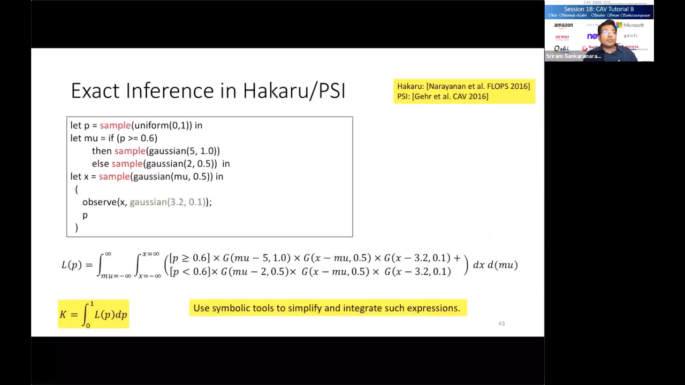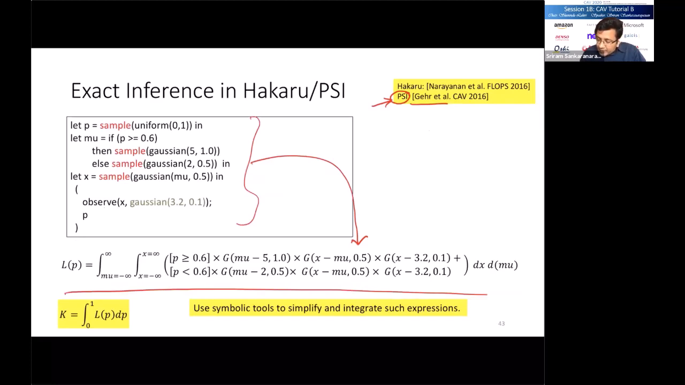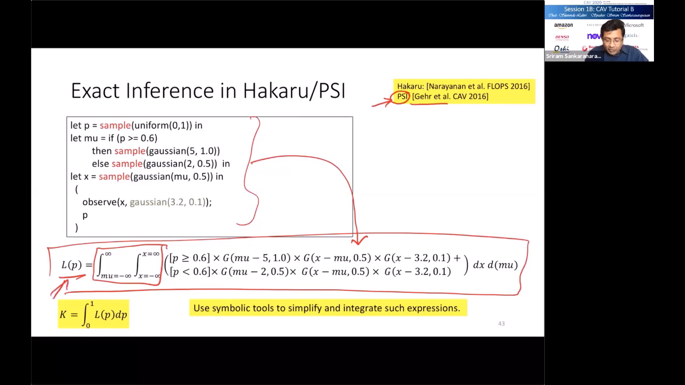How does exact inference work? Well, I would highly recommend this nice paper by Gehr et al., I think Martin Vechev and Sasa Misailovic were co-authors on this paper, if my memory serves me right, in CAV 2016. It's a very nice paper where they literally take a program like this, but their programming language is imperative. In any case, they generate automatically this function from the program. And then they use a lot of simplification rules to simplify this inference, so that it can be solved in a closed form so that these integrations can be done. And you get a closed form expression for L sub P. You are able to symbolically calculate K.